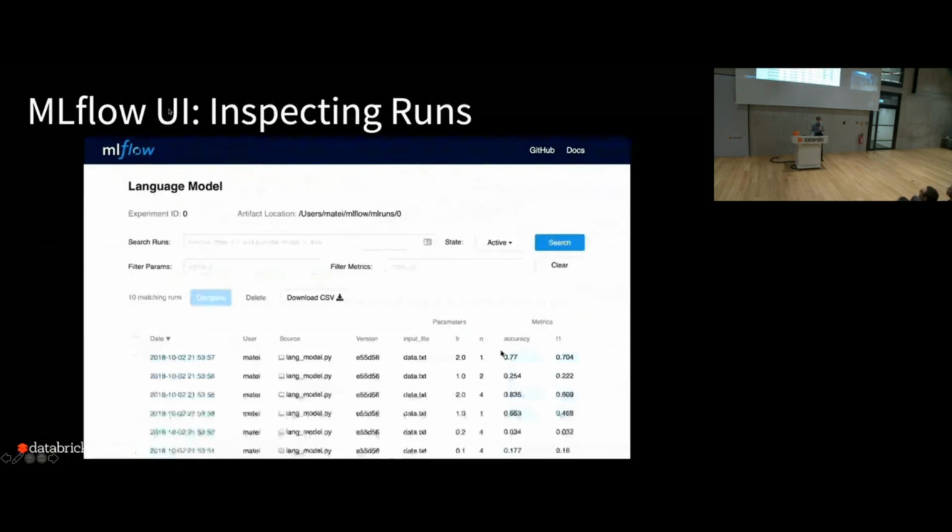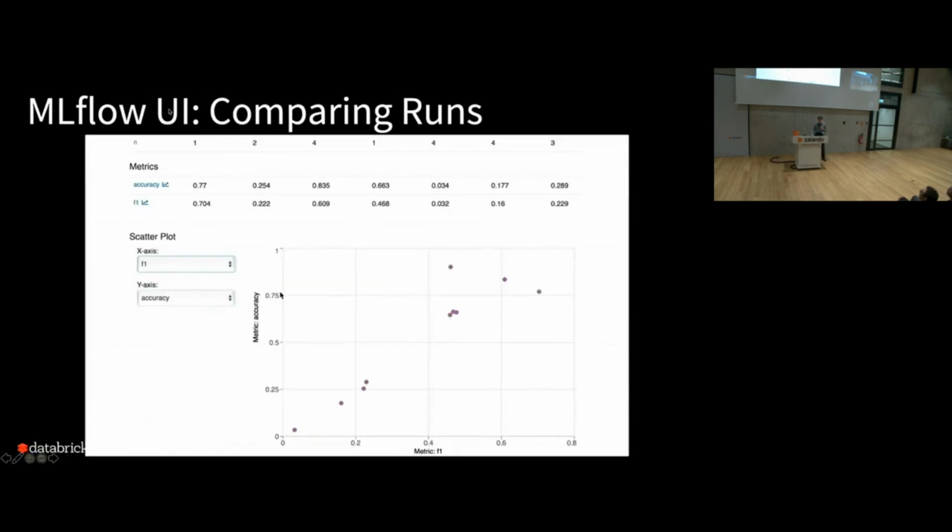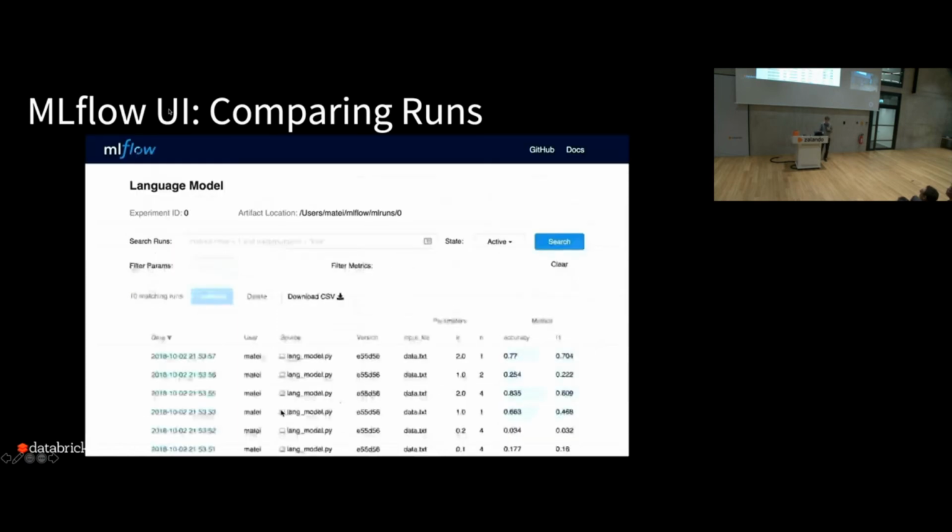And then the other thing you can do is select a bunch of them, compare them, and look at different metrics. And if you don't want to do it in the UI, it's also very easy to do this through the API. There's an API that gives you a pandas data frame, basically, and then you can slice and dice it and see what's happening in there.